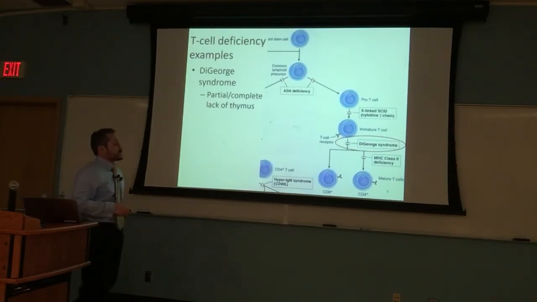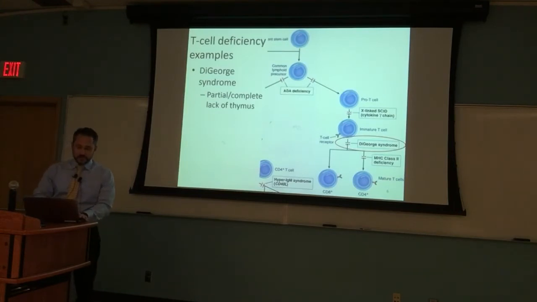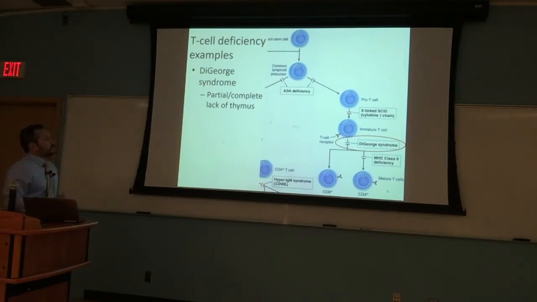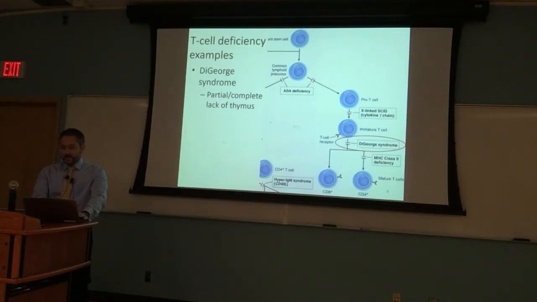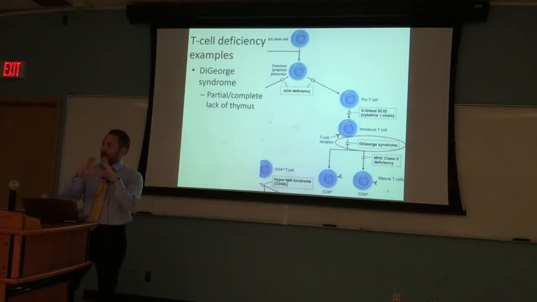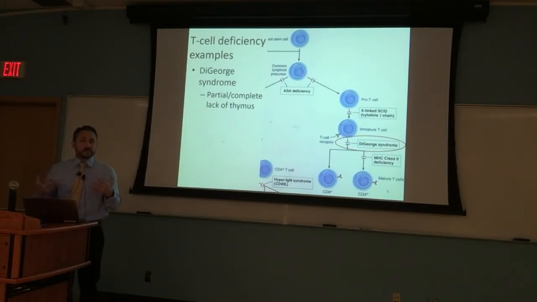Okay, let's talk about a T cell example. This one's called DiGeorge syndrome. This is a problem associated with a lack of a thymus or a partial lack of a thymus. So Angelo DiGeorge was the pediatric endocrinologist in 1968 who described this disease in patients that had a partial or a complete lack of a thymus, so they don't have functional mature T cells. They're very prone to viral, fungal, and protozoan infections.